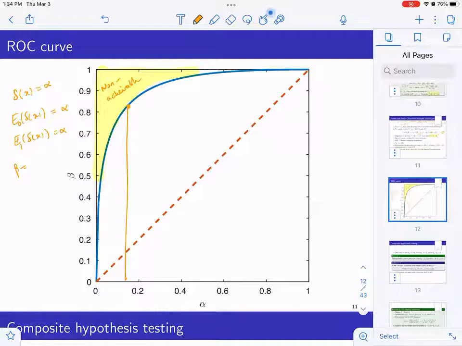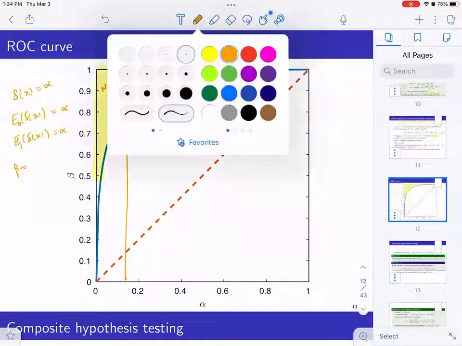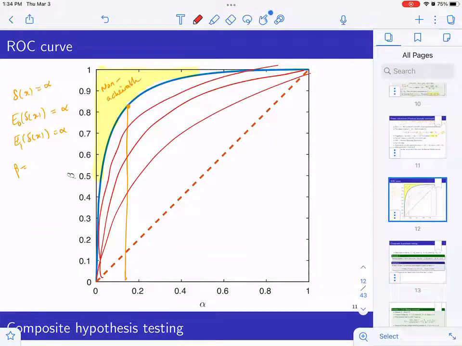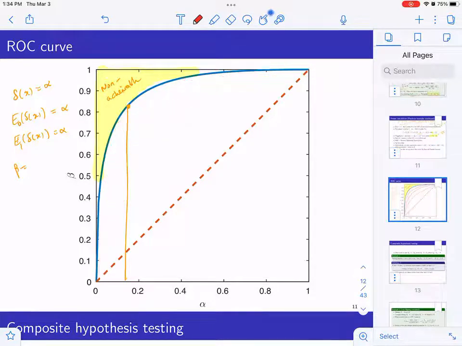And so you come up with another test. At best it would be something like that, or something like this, but it never touches above. At each point it could be like this, but it cannot go above it, which is a very interesting result. Does that make sense?